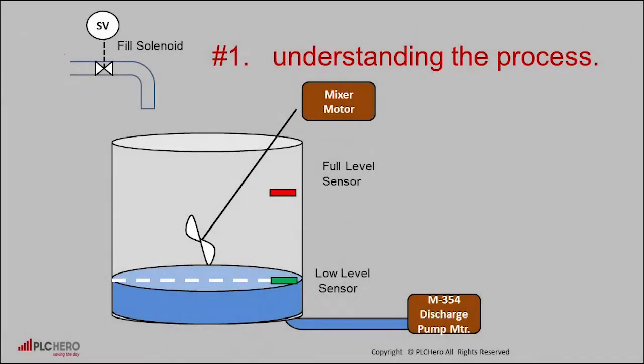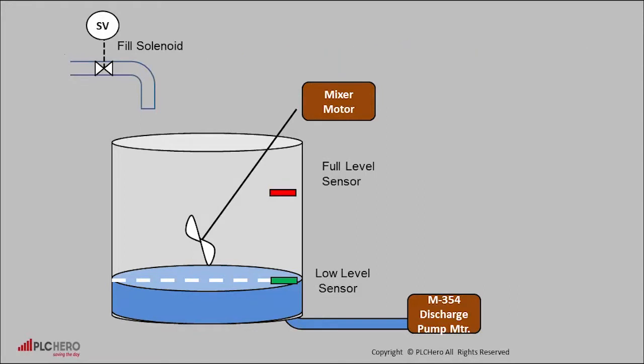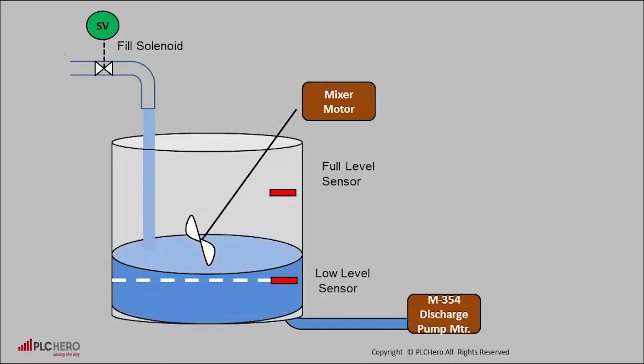Element number one, understanding the process. In this example, when the solution is below the low-level sensor, the sensor is energized and on. When the low-level sensor is on, the discharge pump is off and the solenoid valve is energized and the product begins filling the tank. When the solution rises above the low-level sensor, the sensor is de-energized.